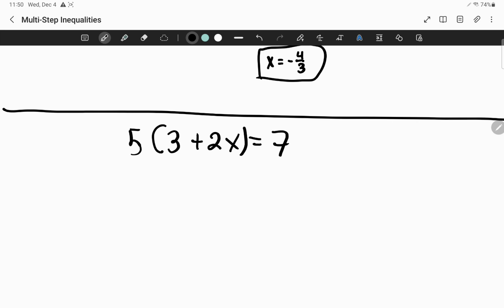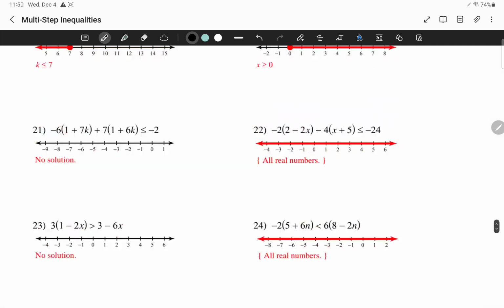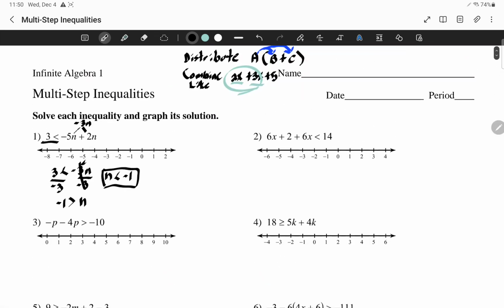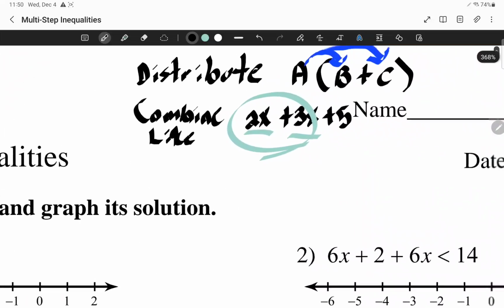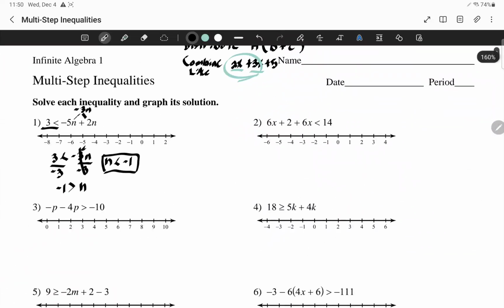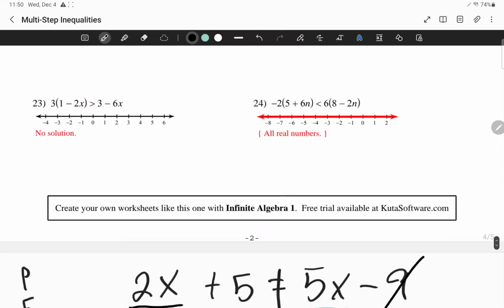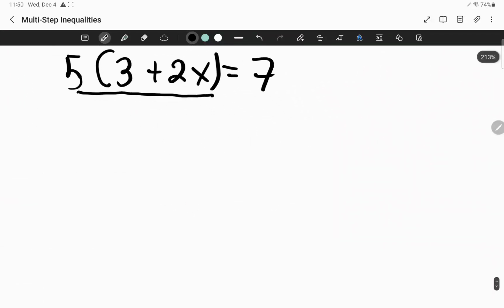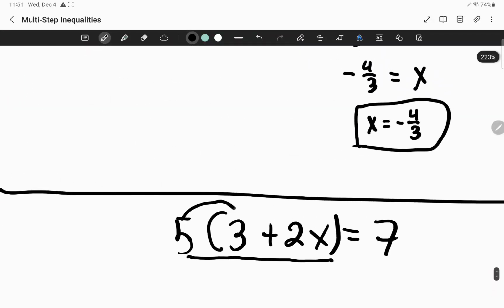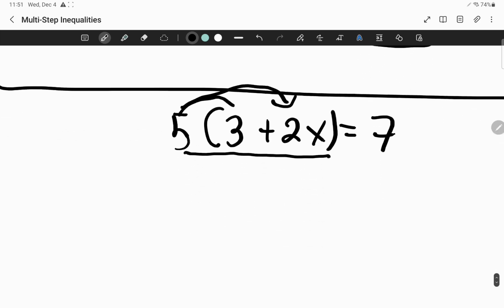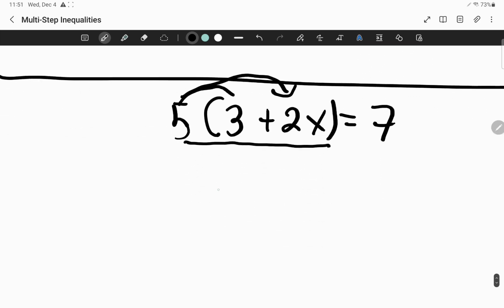Well, guess what? We have parentheses and a number outside. So if you remember from the very beginning of what I was talking about, we have what we call distribute. It's one of the skills that you just need to have. So that means I'm going to have to multiply the number on the outside with everything inside of the parentheses. So right here, I'm going to multiply the 5 with the 3 and then the 5 with the 2. Okay, so let's do it. 5 times 3 is 15. 5 times 2 is 10.